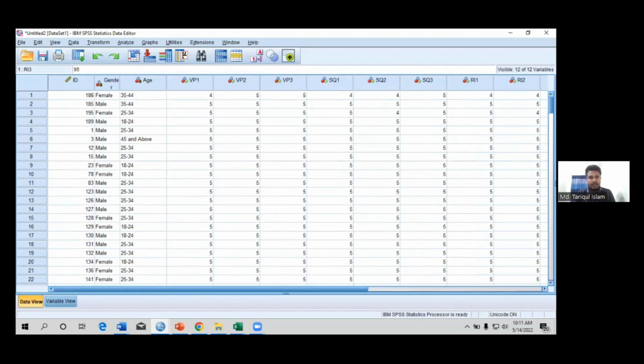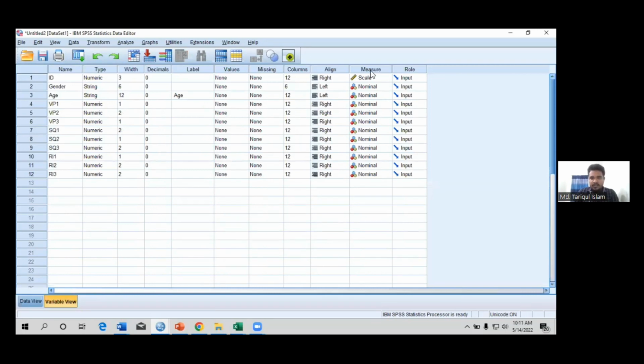our data set is totally correct, and we can go further with the analysis. But before that, we have to do another thing: there is an option named measure. There are so many scales and levels there, so we have to make it correct. So let's talk about the levels of measurement.